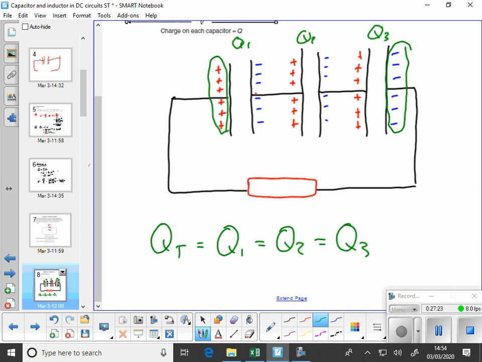As soon as you see capacitors connected in series, you can work out what the total capacitance is. We have to do that in a minute. From that you can get the total charge. From that you know the charge on each of them. Always the total charge on each capacitor has to be the same. Otherwise you've got an imbalance and current will be flowing.